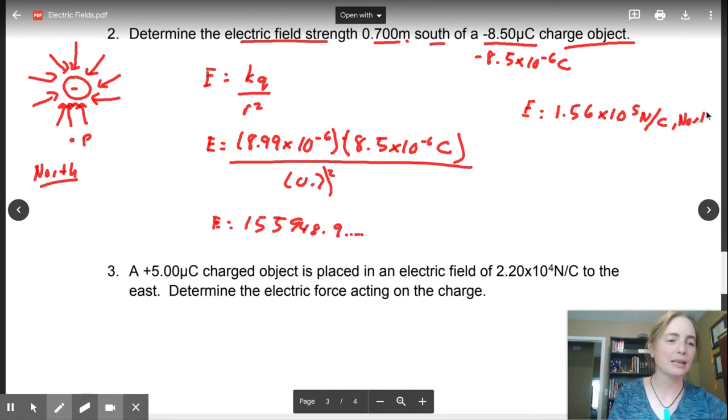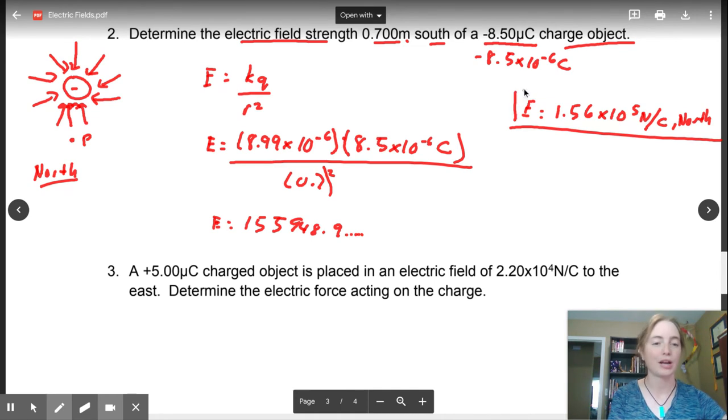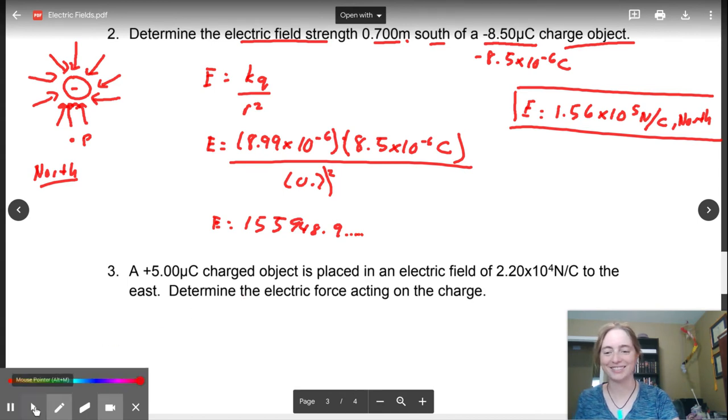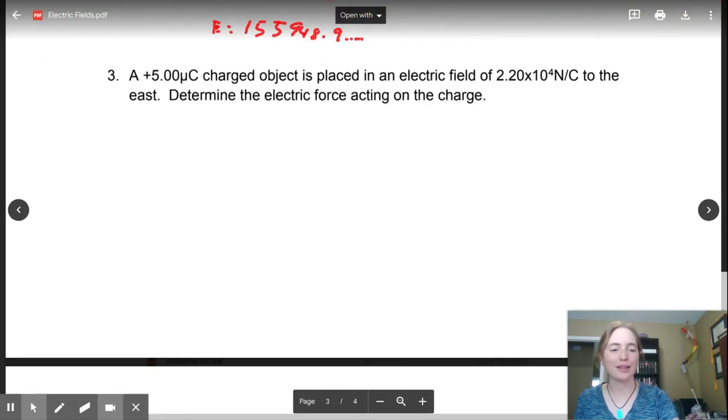It doesn't really matter what order you solve for your direction and your magnitude in this particular question. All right. Good to go? All right. So let's do another one.